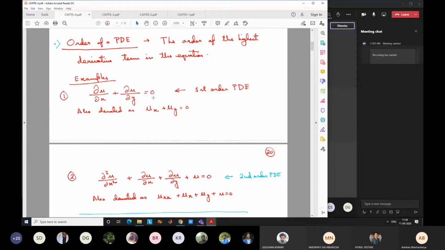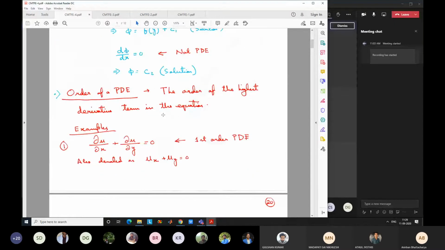You might be already familiar with this. Derivatives can be denoted by subscripts. The derivative with respect to an independent variable is denoted by the variable with the subscript of that independent variable. So del u del x can be denoted by ux, and similarly del u del y is uy. I can write the equation del u del x plus del u del y equal to 0 as ux plus uy equal to 0. This is a very standard notation.